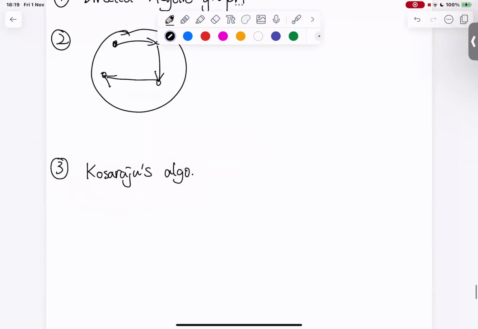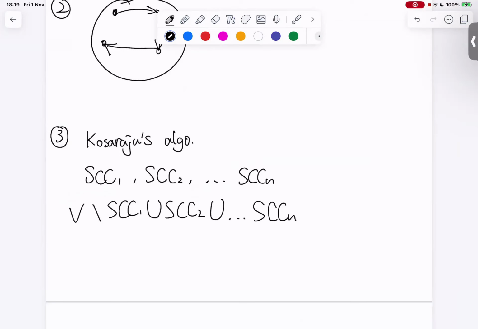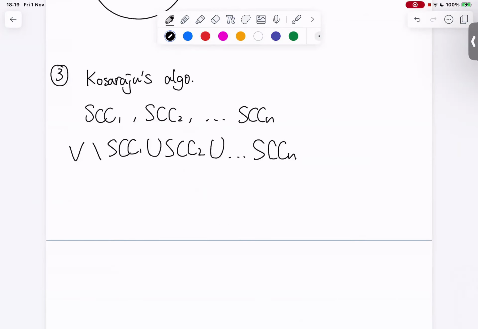Suppose it finds strongly connected components 1, 2, and 3, and so on to n. And we just need to look at those vertices that are not in any strongly connected component. So in the vertex set, we exclude the union of all the strongly connected components. We exclude all of these vertices, and the remaining vertices do not belong to any strongly connected component. Those vertices must belong to some path, right? A single vertex is a path with length 1.